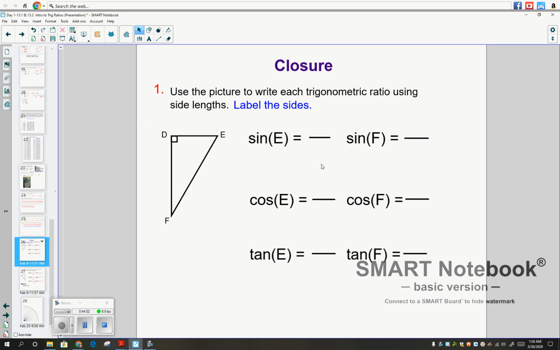So in our closure, use the picture to write each trig ratio. Let's label our sides first. Side E is opposite of angle E. Side F is opposite of angle F. And the hypotenuse here is side D.